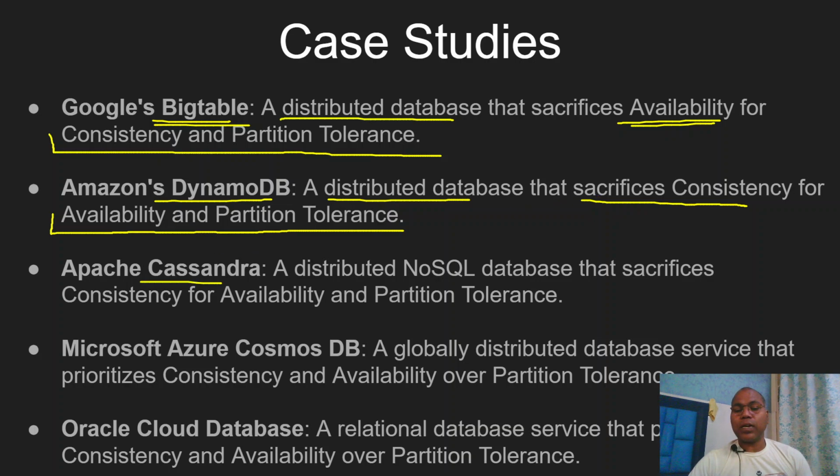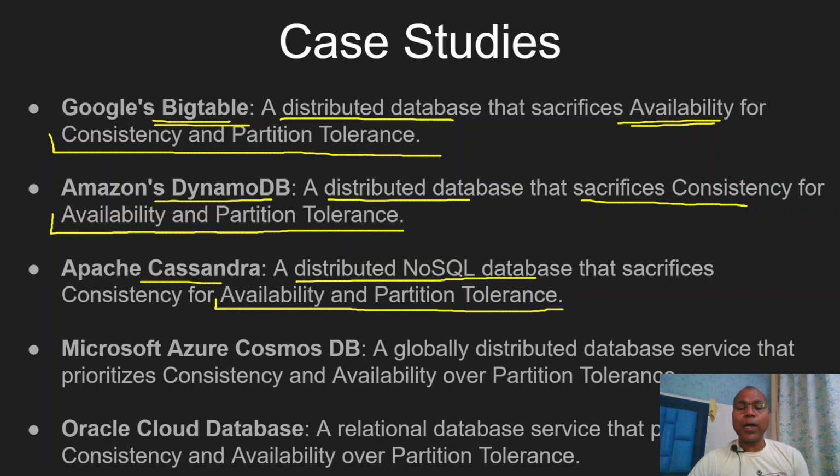Similarly, Apache Cassandra, as I discussed, is a distributed NoSQL database. They also offer a highly available and highly partition tolerant system, but they support eventual consistency, meaning not a strong consistency, but a weak consistency.